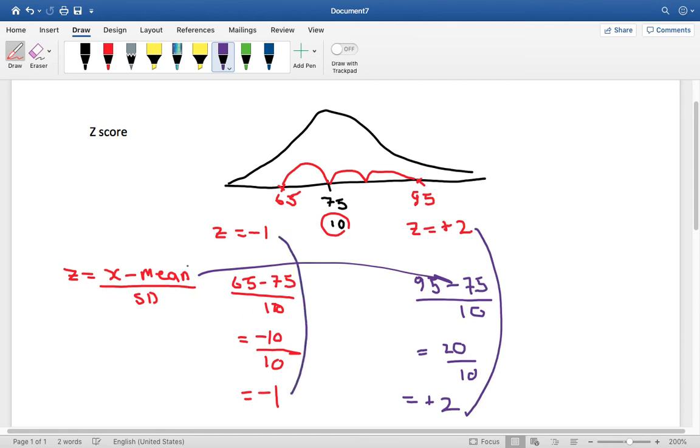But as I say, the formula is more useful when you have odd numbers, like the standard deviation may have been 10.7 and this student may have got 64.8. So it's not as easy to see or calculate, and in that case you'd use this formula over here.